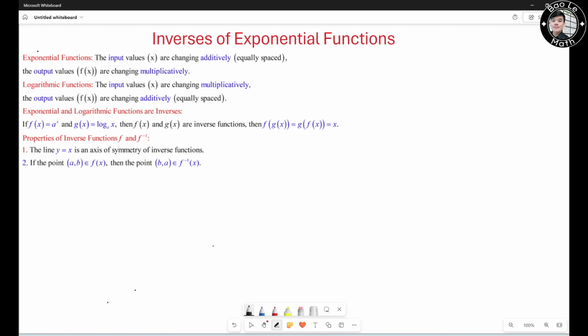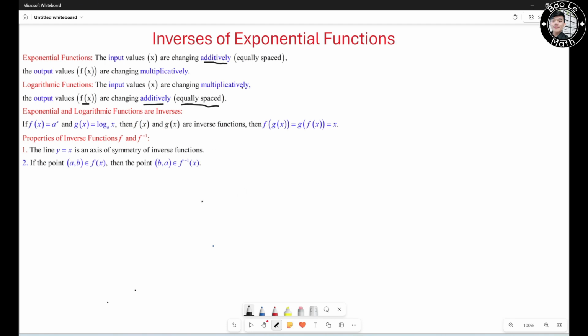In order to identify the exponential functions, we're going to look at the input and output. If the input values are changing additively, while the output values are changing multiplicatively, then that is an exponential function. Conversely, if the input values are changing multiplicatively and the output values are changing additively, which means equally spaced, then that is a logarithmic function.